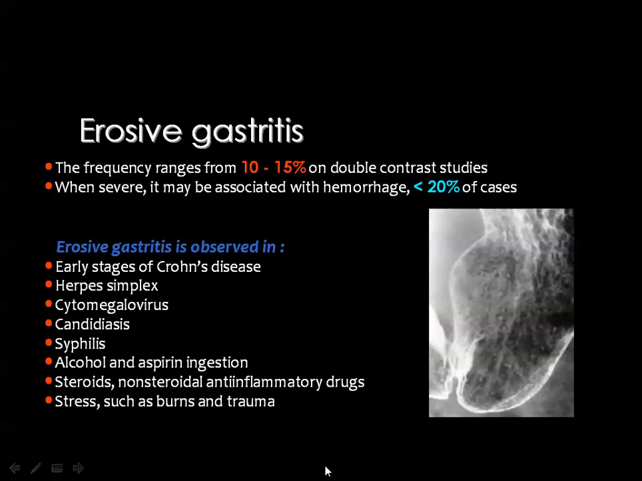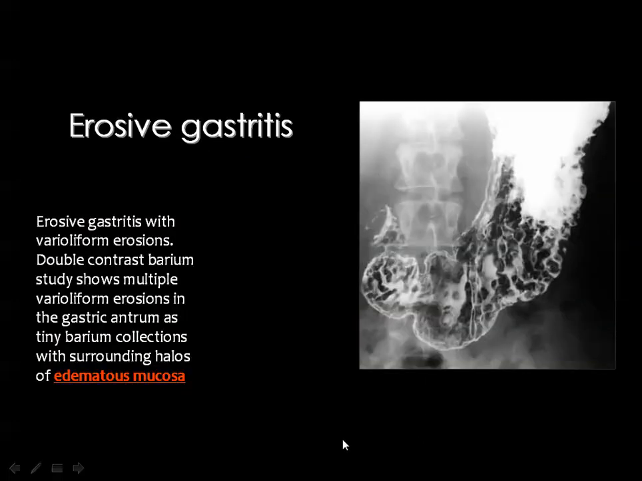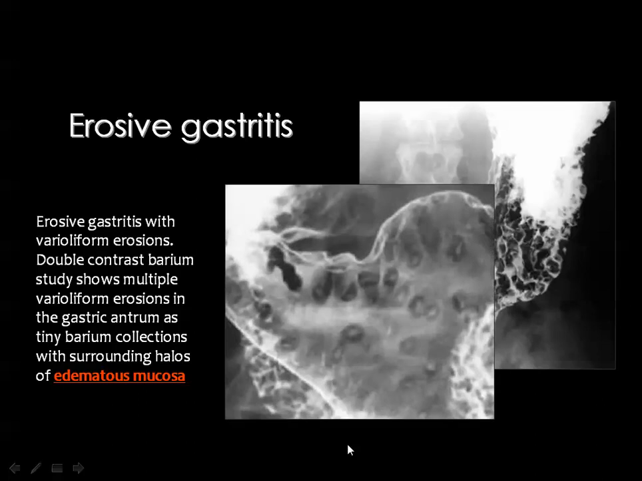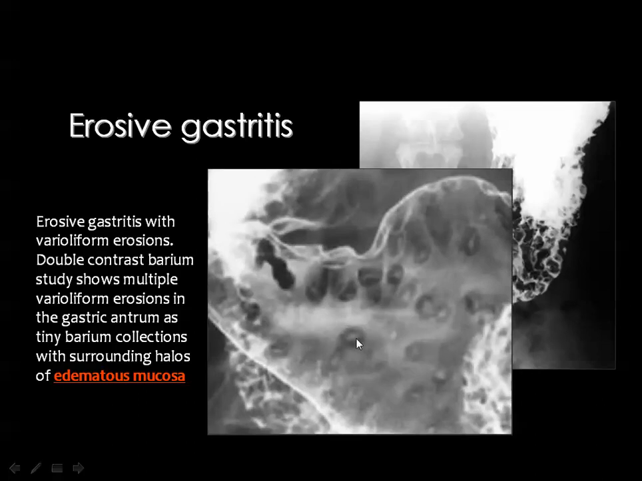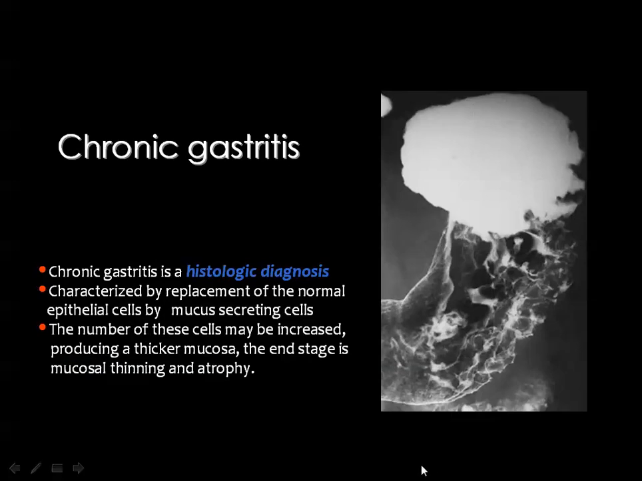Then if you look carefully, you can see some flakes of barium within the mucosa, and these flakes of barium are surrounded by a radiolucent halo, what we call the halo sign. This is the classic appearance of gastric erosions or erosive gastritis. As you can see here, this is the site of the ulcer, and the radiolucent rim represents the surrounding halo of mucosal edema.